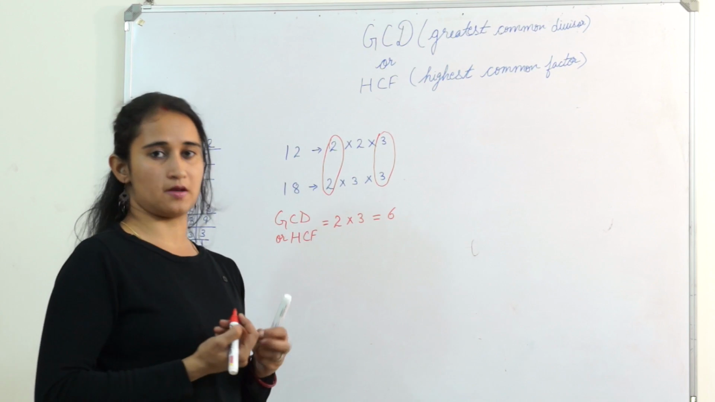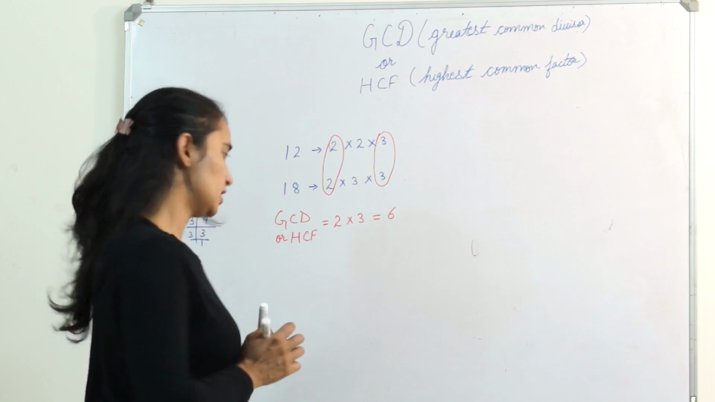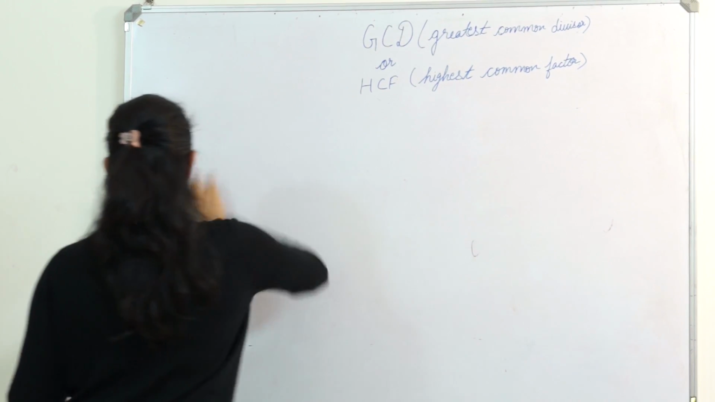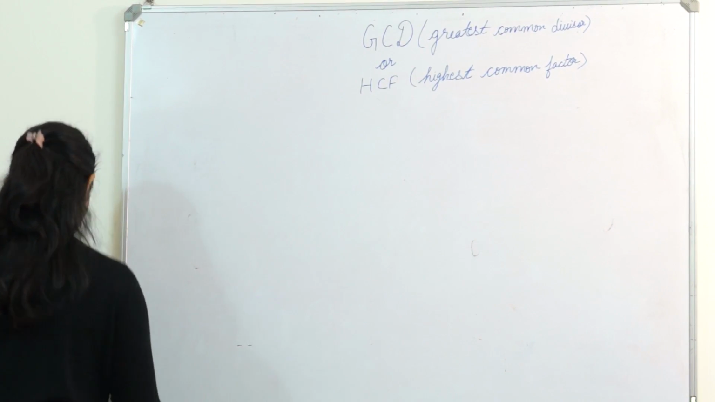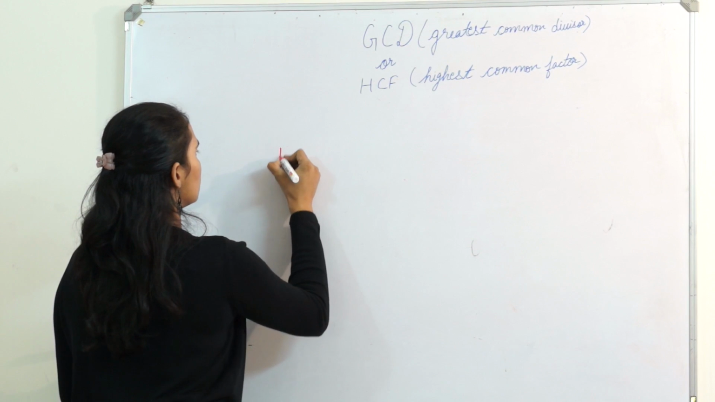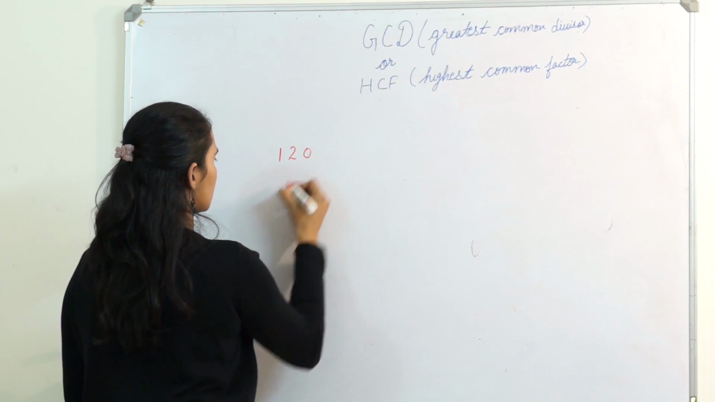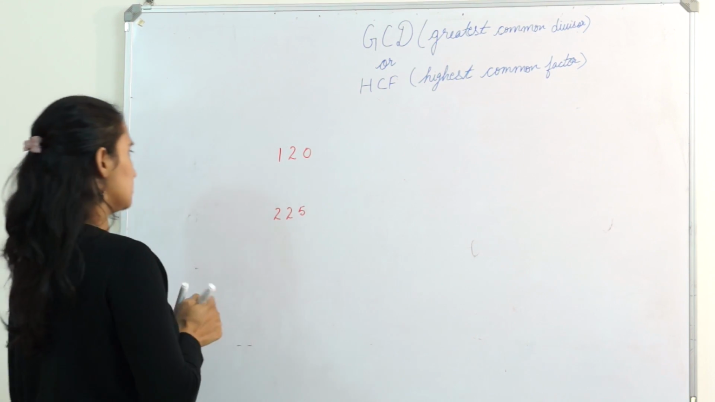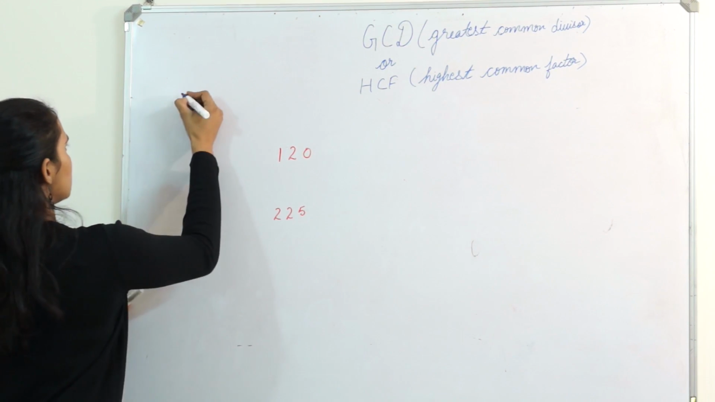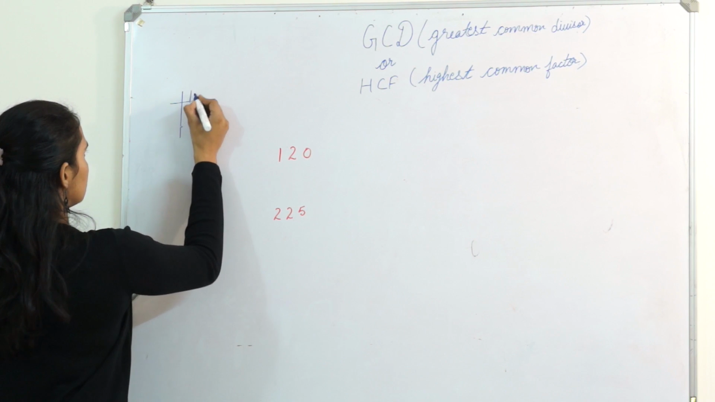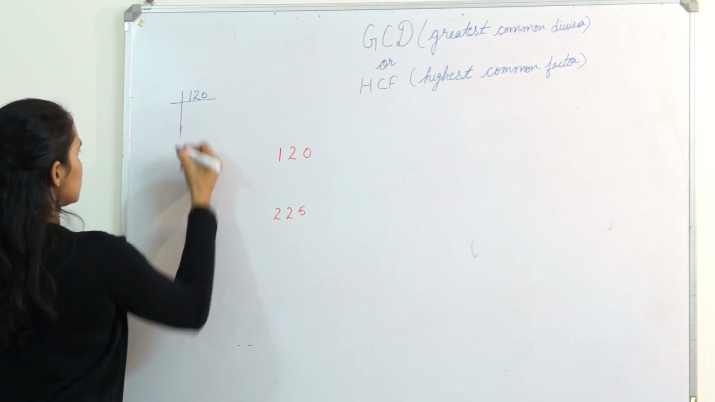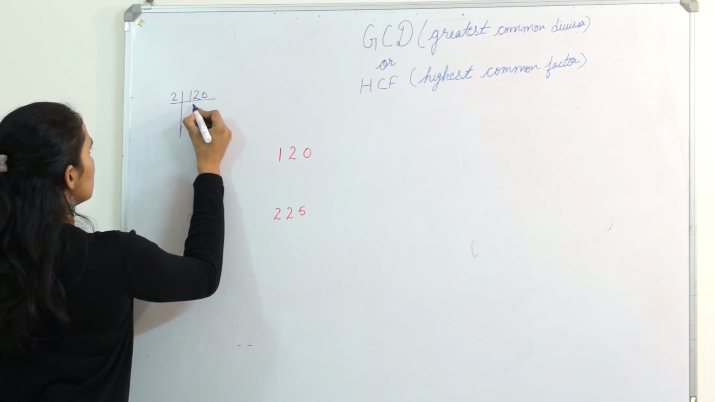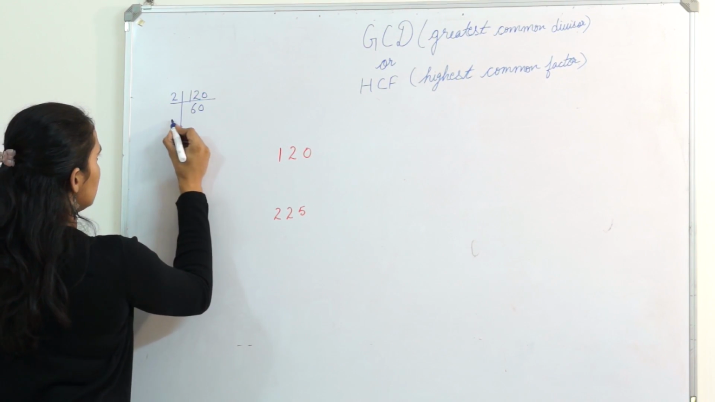Let's take one more example. Now we'll take bigger numbers to understand it better. So my numbers are 120 and 225. So now let's do the prime factorization. Again 120. The smallest prime number that we can take is 2. 2 6s are 12, 0 as it is.